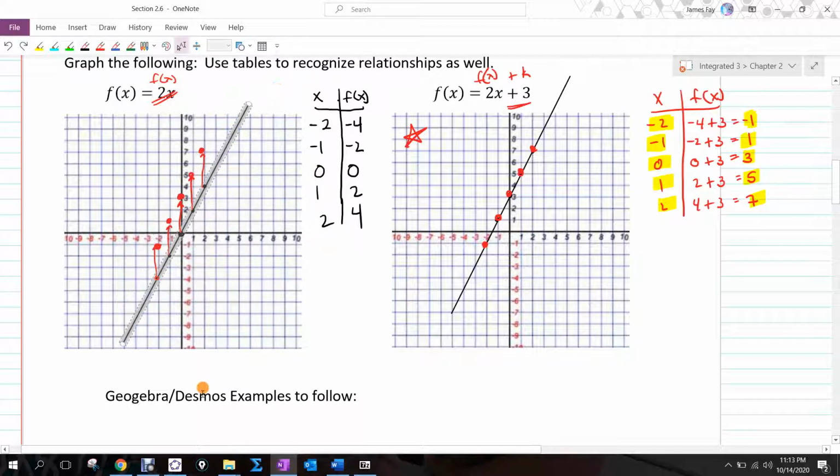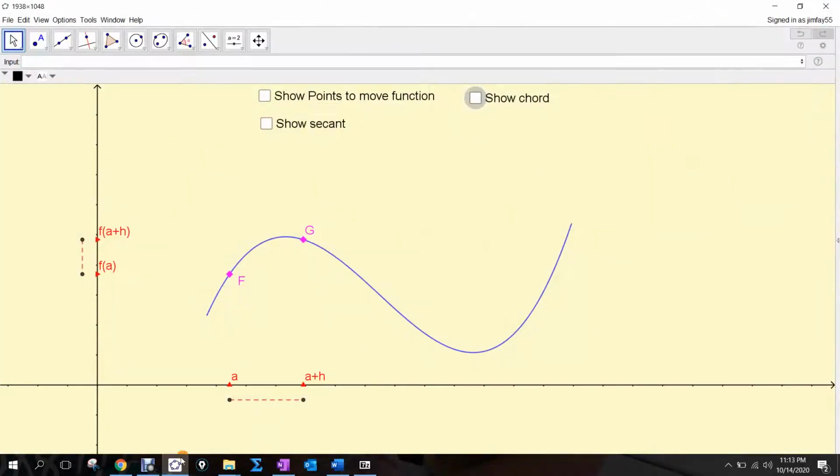Okay, so we can see then this concept a little bit in GeoGebra. So this is for another class, so let me clean this out.